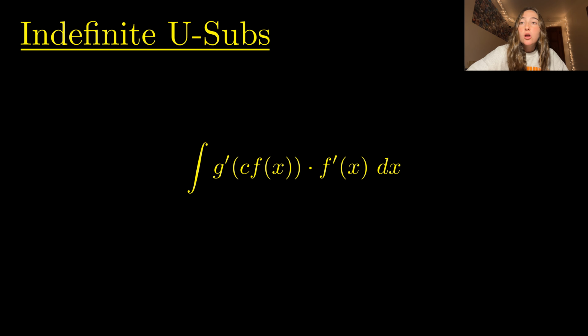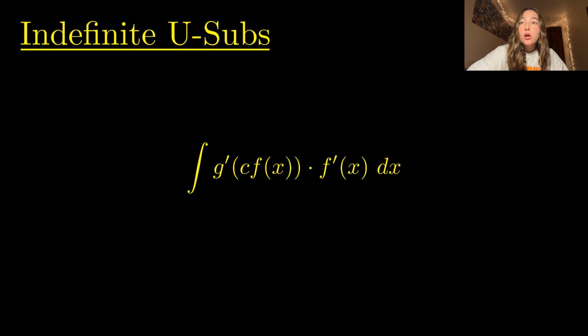So we start by designating an inside function as u. And this first step of choosing u is probably the trickiest step, so we'll go over it in more depth later. But for now, we'll choose functions that are within other functions, and in this case, c times f of x is within g prime of x.